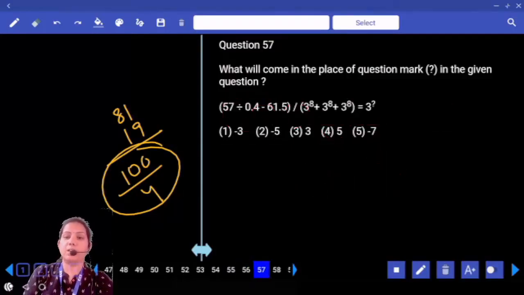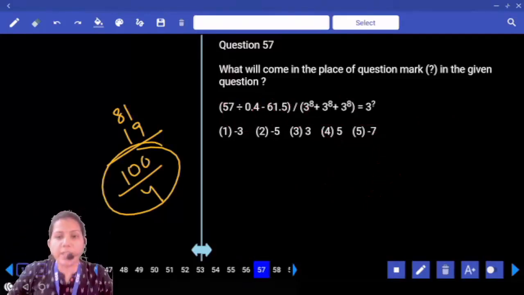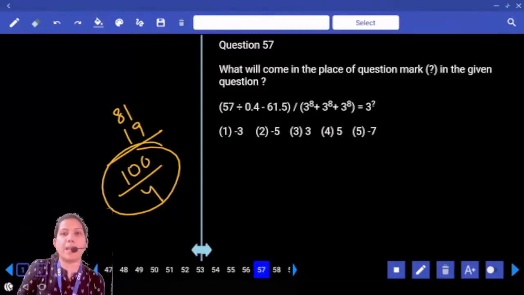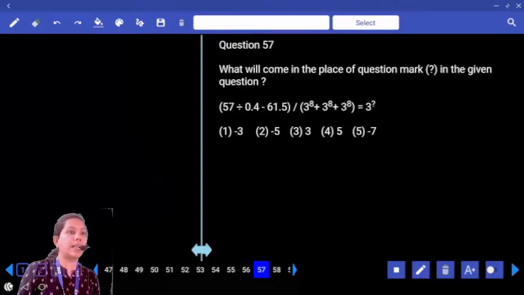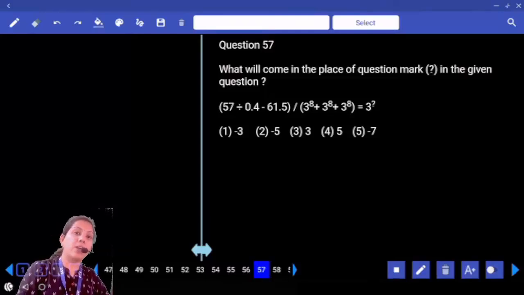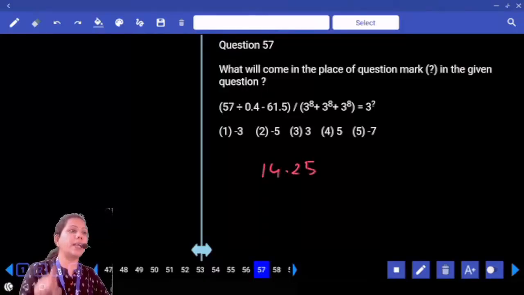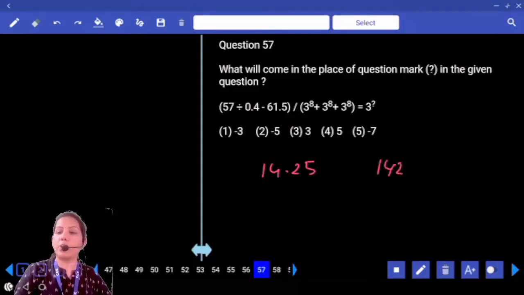Next, 57. Question number 57. 57 divided by 0.4 minus 61.5. 57 divided by 4, chesna. First 57 divided by 4. What is half of 57? 30 na. 57 half value. 28.5. What is half of 28.5? 14.25. It is divided by 4 value. But it is 0.4. So answer is 142.5. 57 divided by 0.4 value is 142.5.